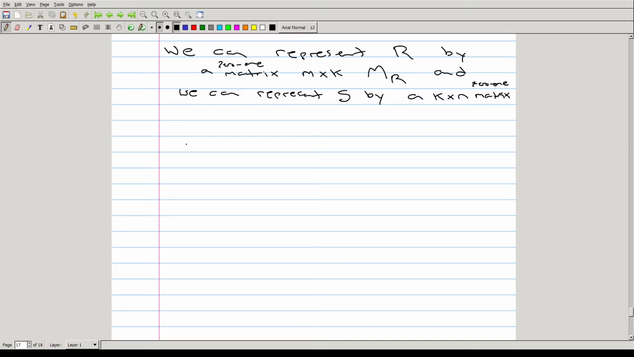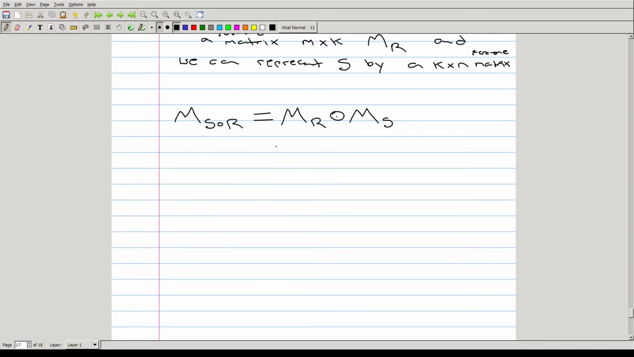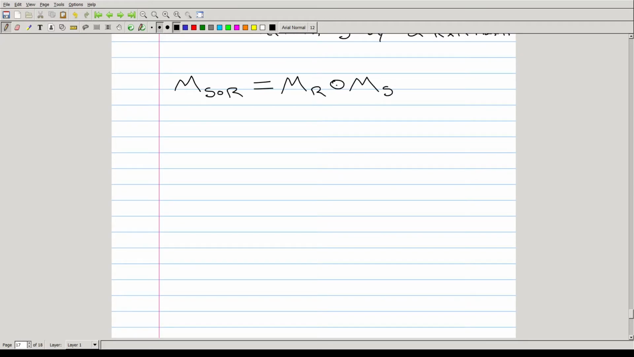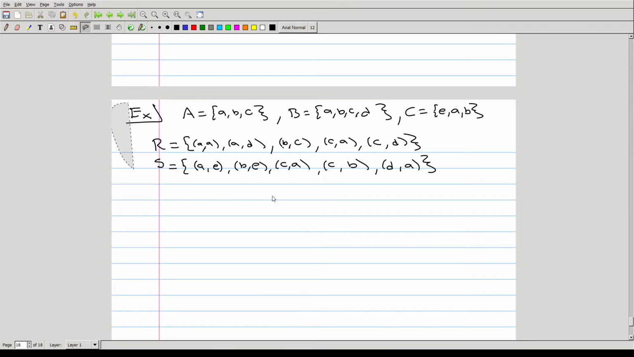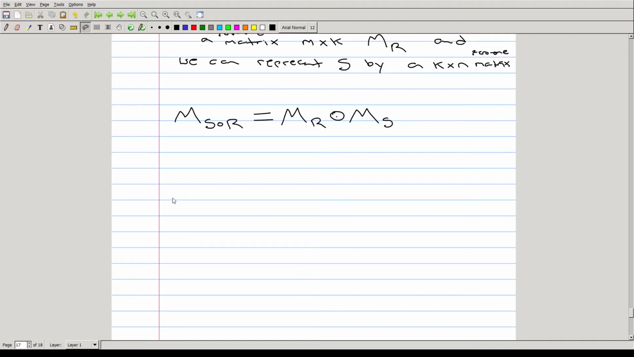We have that the matrix that represents the composition of S with R is going to be exactly equal to the matrix MR Boolean product with the matrix MS. And to see this, let's look at the example from the beginning of the composition. So the very beginning of when we started talking about composition.